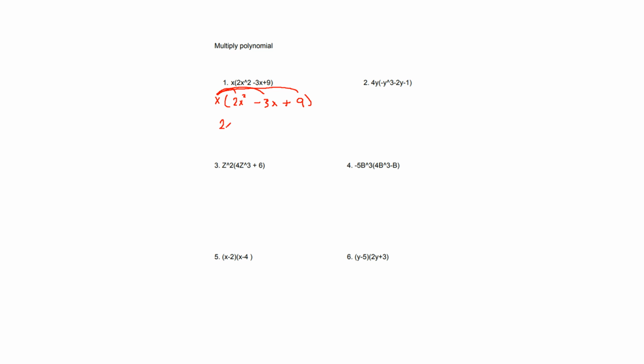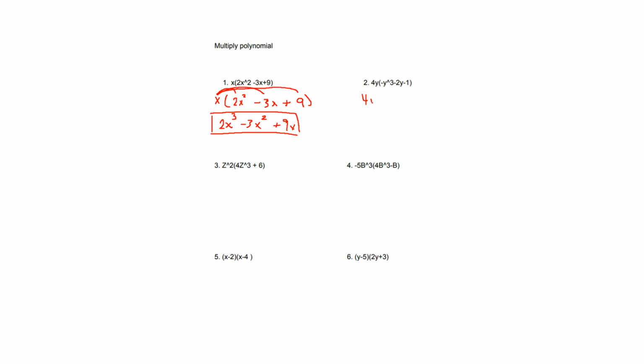So first, you can multiply x with 2x squared. You have a 2 times x, and then you're multiplying another x on top of this. So it just becomes 2x to the power of 3. Then you can multiply negative 3x by x, so it becomes negative 3x squared. Then you can multiply the 9 with the x, so it'll become plus 9x. So that'll be your answer. It's just a distribution.